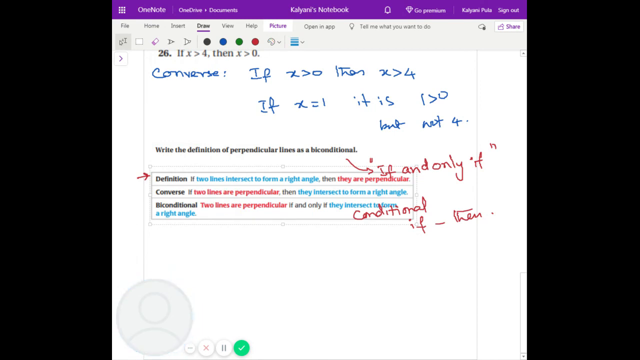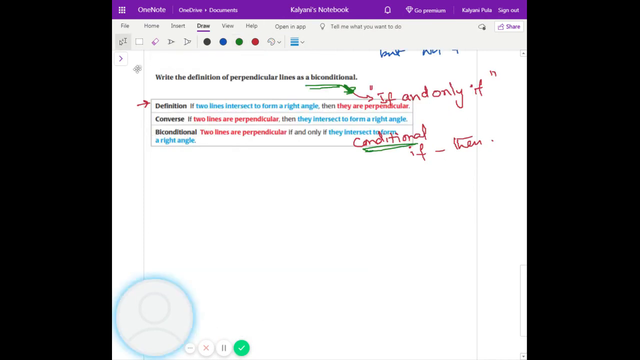Very simple. Conditional means if then. Biconditional means if and only if. That's what you need to write. Right here, you see this? Biconditional is if and only if, and the conditional means, like we learned already, if then. The next one will be an example just like what we did right now for the biconditional.